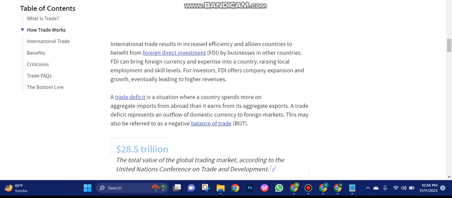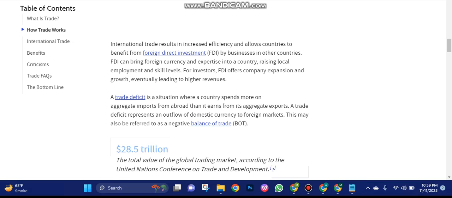International trade results in increased efficiency and allows countries to benefit from foreign direct investment (FDI) by businesses in other countries. FDI can bring foreign currency and expertise into a country, raising local employment and skill levels for investors. FDI offers company expansion and growth, eventually leading to higher revenues.